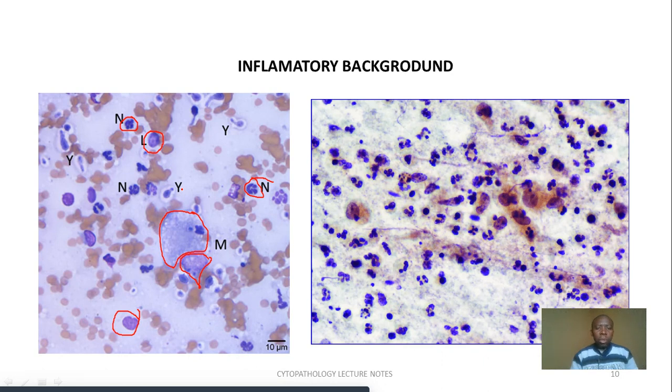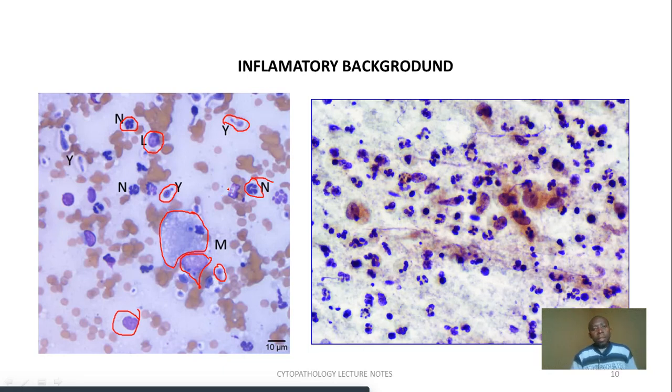In addition to this, we can even identify some organisms here which appear to have a clear margin. They are capsulated, so we can actually identify some organisms here. These organisms are capsulated. I think we have another one here. So this is typical of an inflammatory background, which could be as a result of infection, for example, with these organisms we're identifying here.